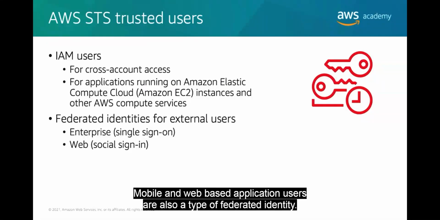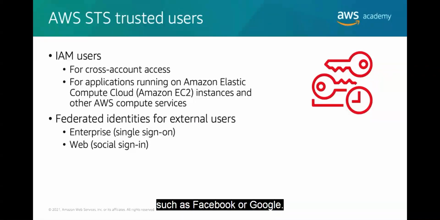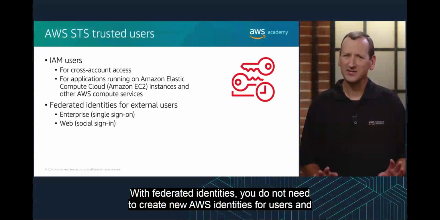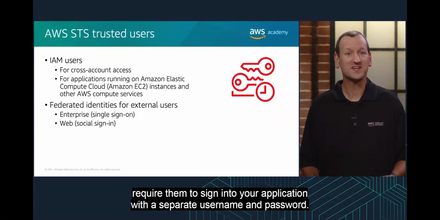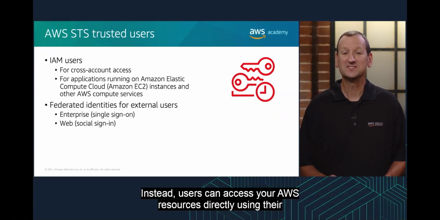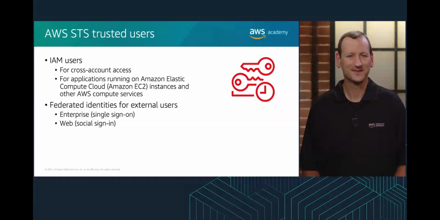Mobile and web-based application users are also a type of federated identity. These users are authenticated via an online third-party identity provider, such as Facebook or Google. With federated identities, you do not need to create new AWS identities for users and require them to sign in to your application with a separate username and password. Instead, users can access your AWS resources directly using their corporate network.